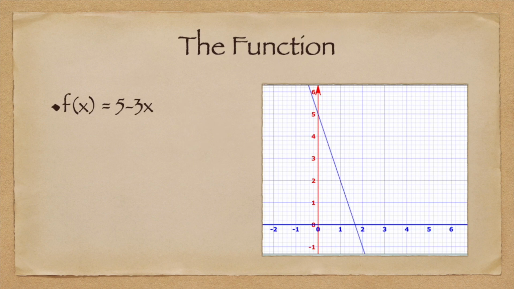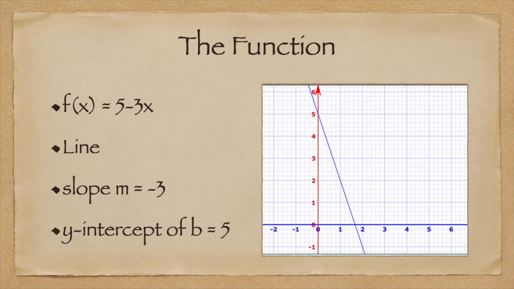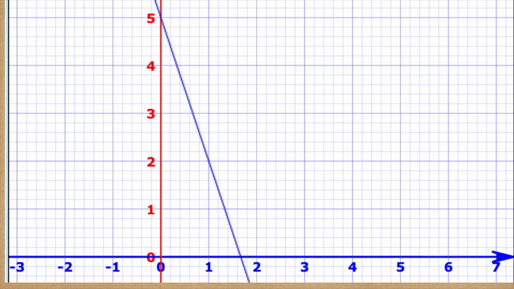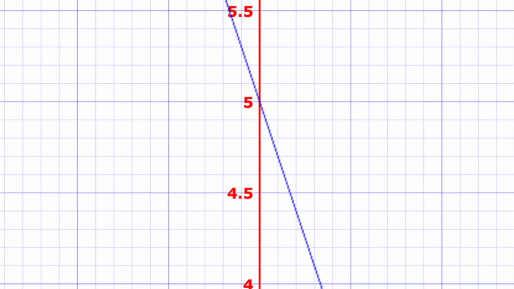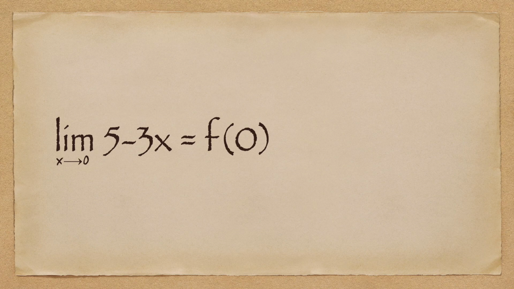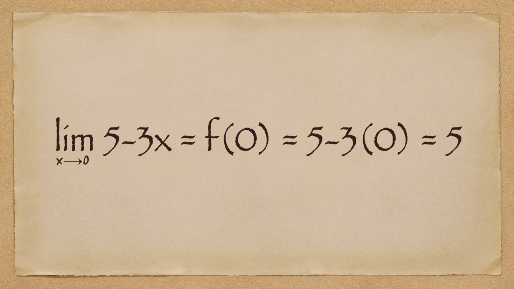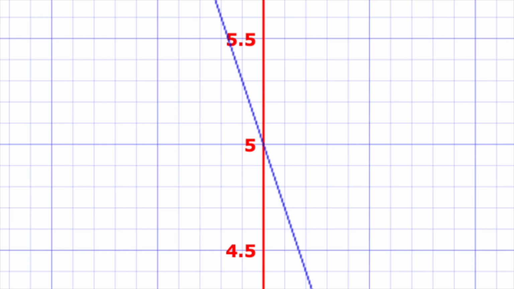So here's our function. It's a line with slope of -3 and y-intercept of 5. So let's zoom in a little to x equals 0. So it looks like the limit is 5, and yes, if we put 0 into the function, then we get that the value of the function at 0 is 5, and since a linear function is continuous, 5 is the limit. All right, so how about let's choose an epsilon, that's 0.3.